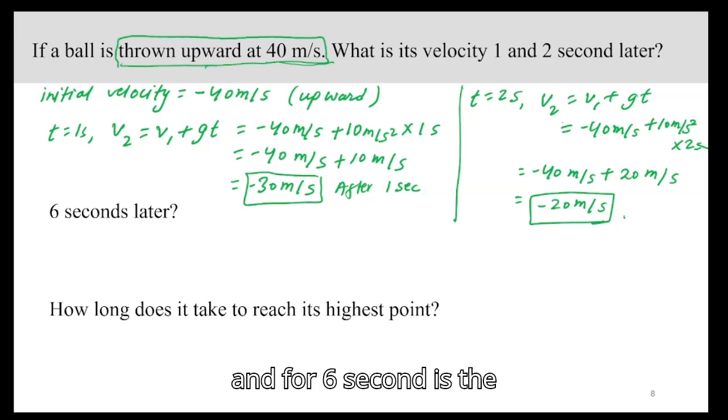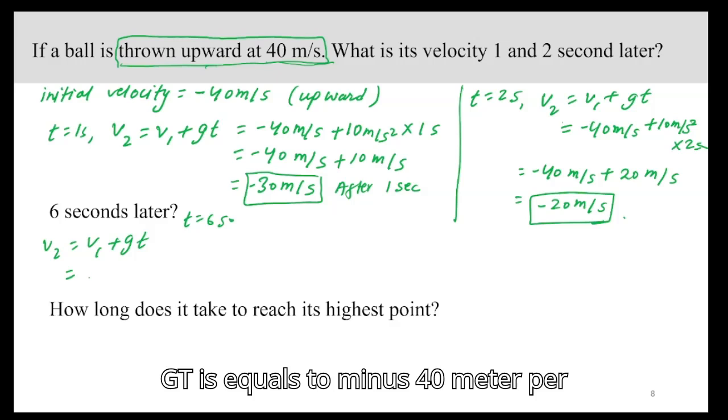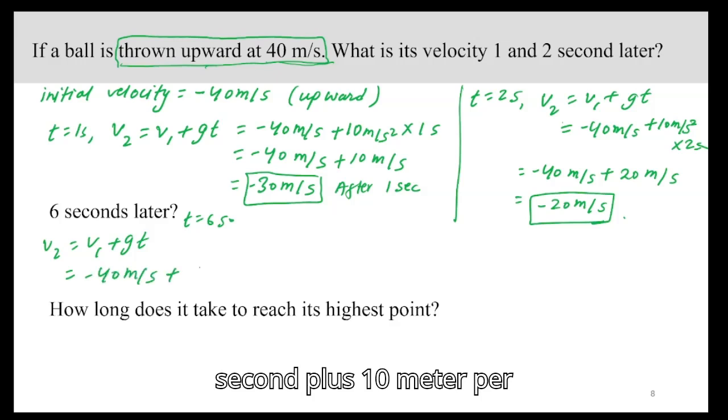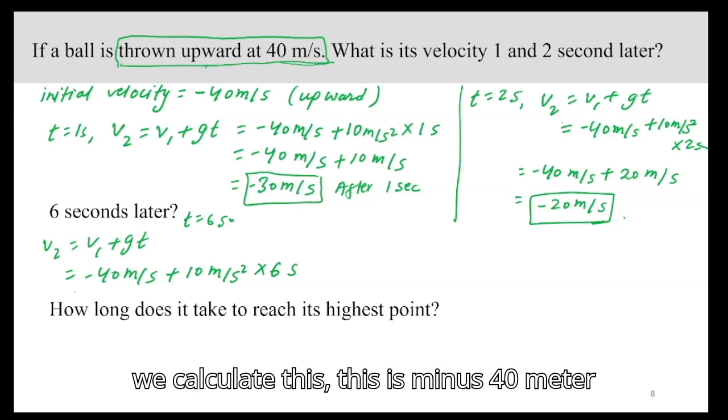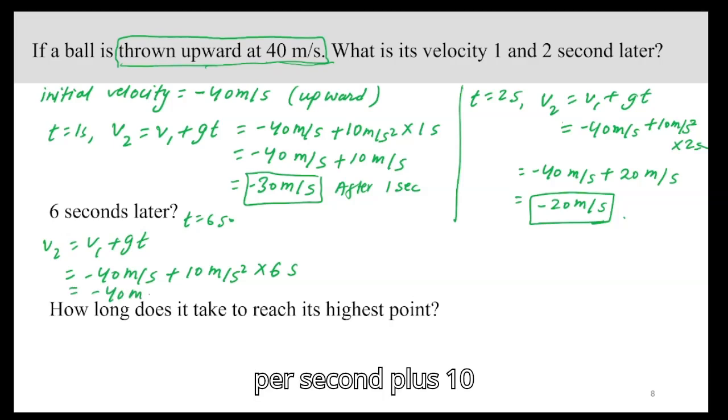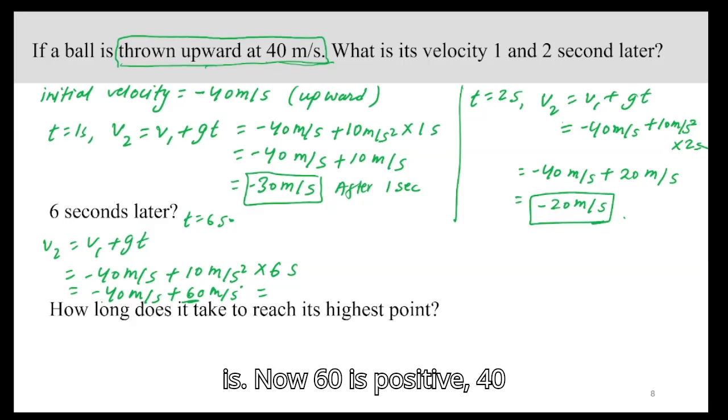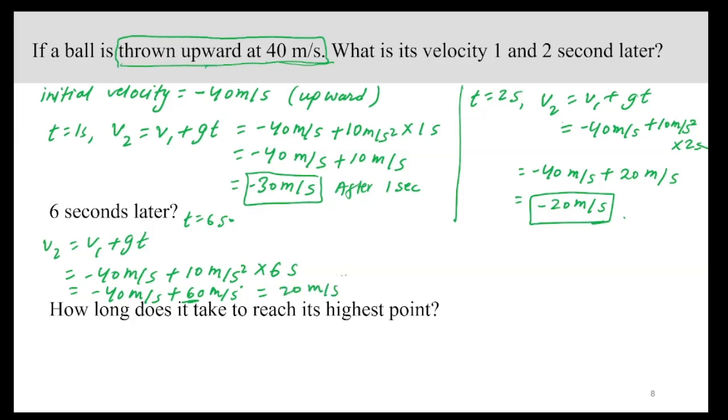And for 6 seconds it's the same. v2 equals, t equals 6 seconds. v2 is equal to v1 plus gt, which is minus 40 meters per second plus 10 meters per second squared times 6 seconds, right? And if we calculate this, it is minus 40 meters per second plus 10 into 6, which is 60 meters per second. Now 60 is positive, 40 is negative, so 20 meters per second.